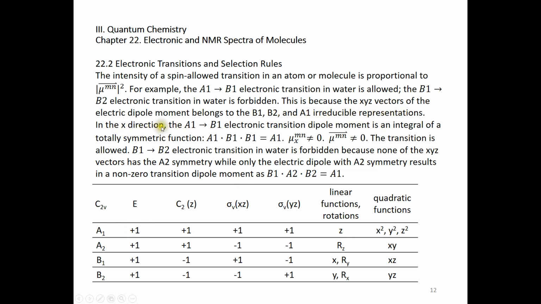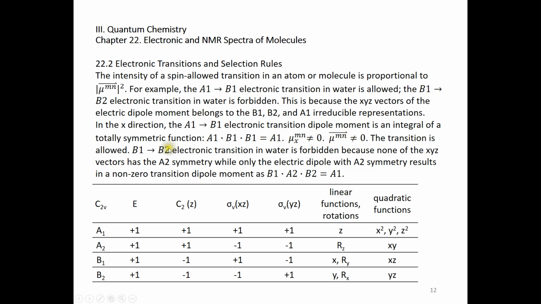Now, in the x direction, the A1 to B1 electronic transition dipole moment is the integral of a totally symmetric function. So A1 times B1 times B1. This is the initial electronic state, this is the final electronic state, and this is the x component of the electric dipole moment. So A1 times B1 times B1 is A1, completely symmetrical, and the integral of a completely symmetrical function is non-zero. So the x component is non-zero. Therefore, the entire vector cannot be 0.